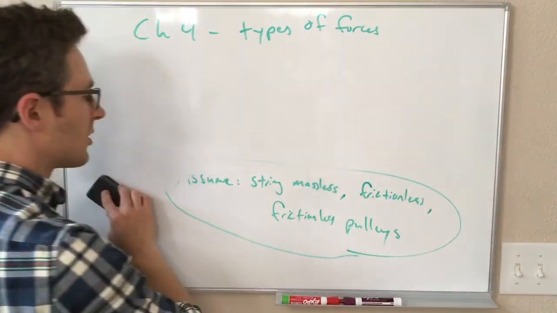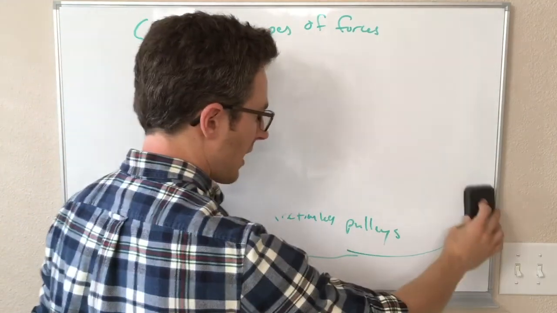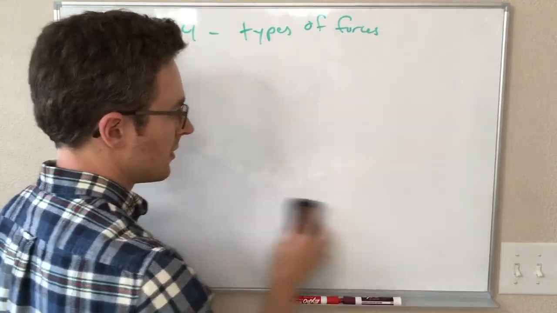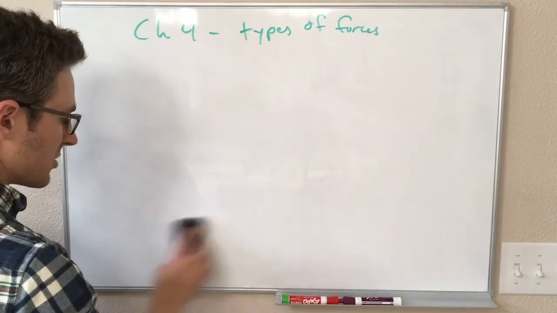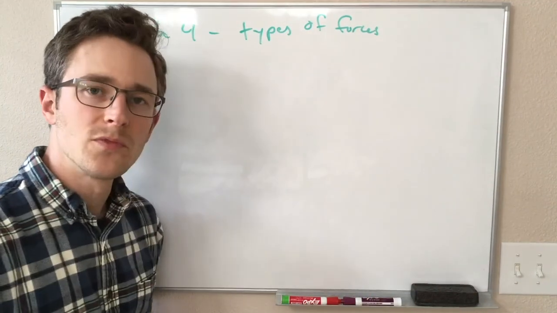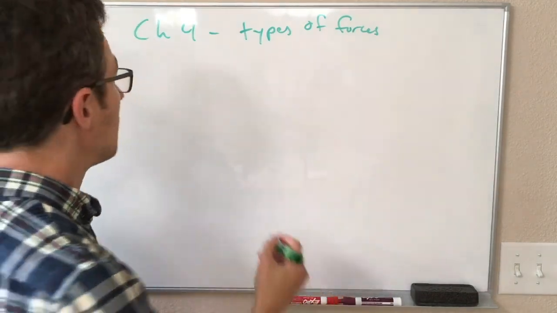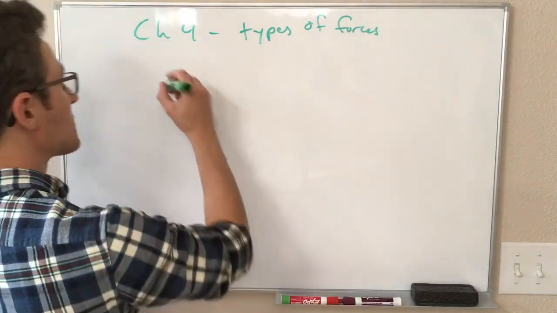And again, we don't have an equation for how big tension is. That is something that we have to figure out from context. And if we need to know the tension, there will always be enough other information for us to figure it out. Okay, our last kind of force.